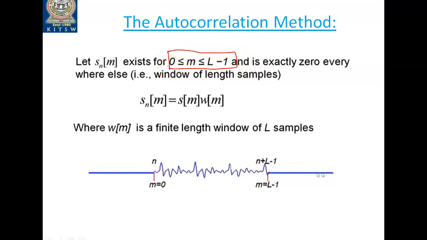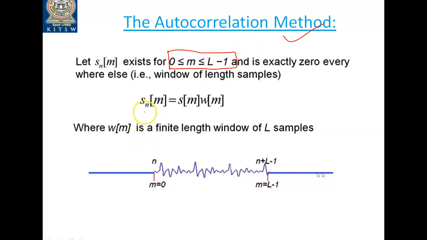The reason for choosing the autocorrelation method is that we are fixing the interval of the summation. In order to compute phi n of i comma k, which is a p cross p matrix, we first need to know the limits of the summation. This is the way we fix the interval length.